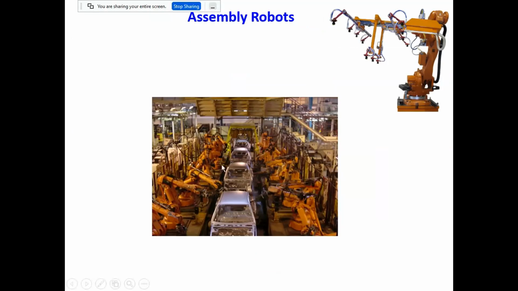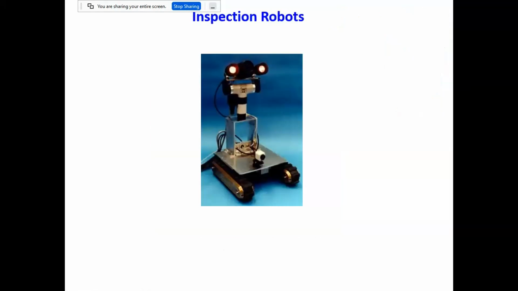Same, they will pick them one by one, they will assemble. Finally, you will see at the exit the final part. I'll show you one animation of this again later. Inspection robots: all parts will be inspected using online as well as offline techniques.